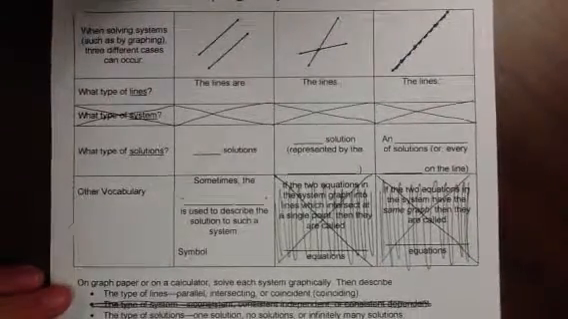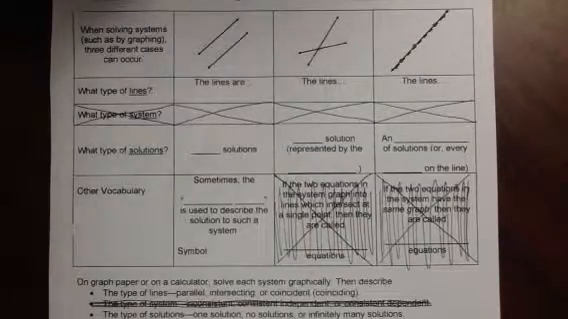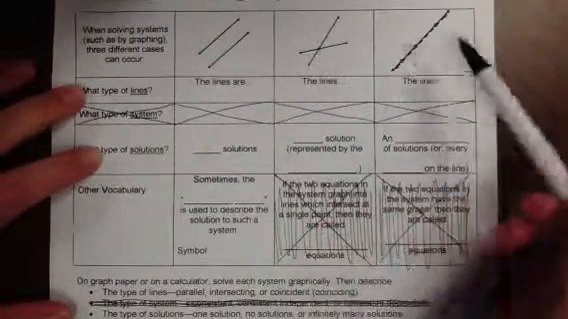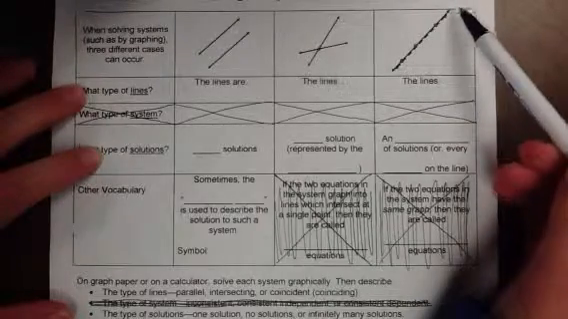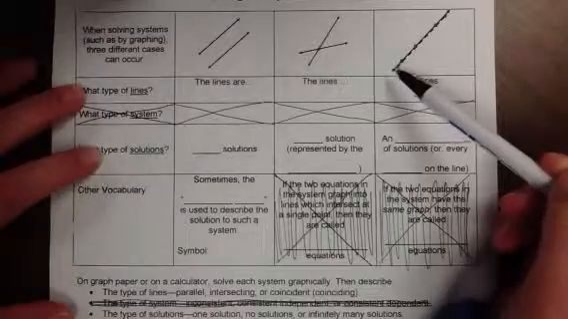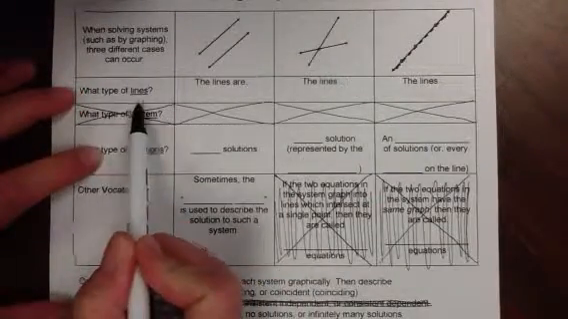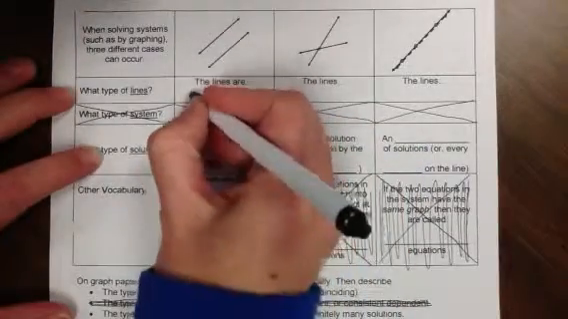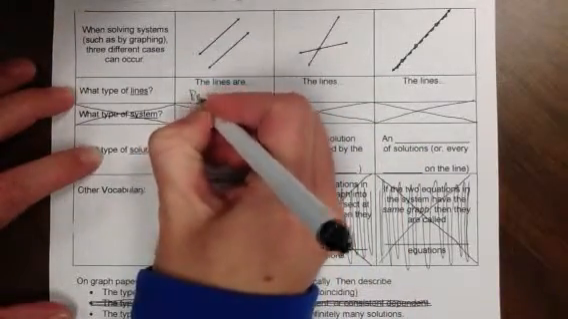So at the very top it says when solving systems by graphing, there are three different things that can occur. We can get two graphs that look like this, two graphs that look like this, or two graphs that look like this. Notice it's a dotted line. That would be the second graph. So it says, what types of lines are these? Well, the first one, these are lines that don't touch. These are our parallel lines.